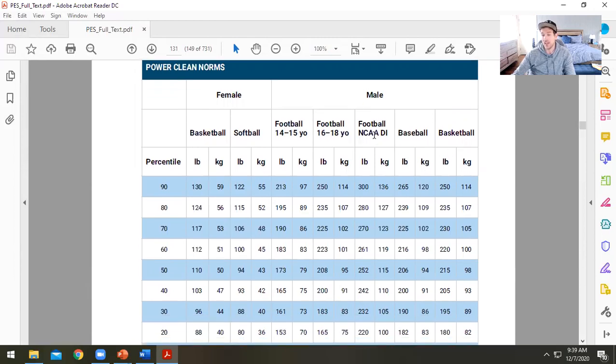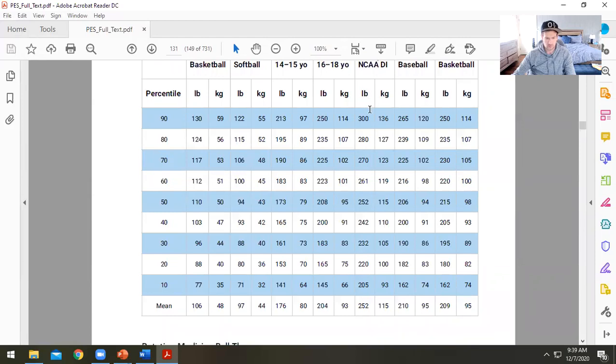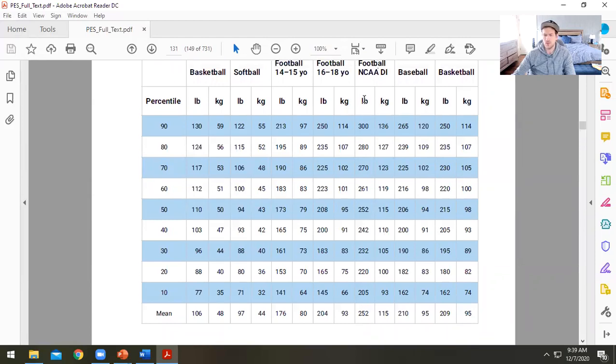If you look at NCAA athletes, right? If you're a male and you weigh, oh, I'm sorry, it's not what you weighed. Yeah, sorry. I thought it's body weight for powerlifters. So if you were able to clean 300 pounds, which, by the way, nice work if you can, you're in the top 90th percentile.